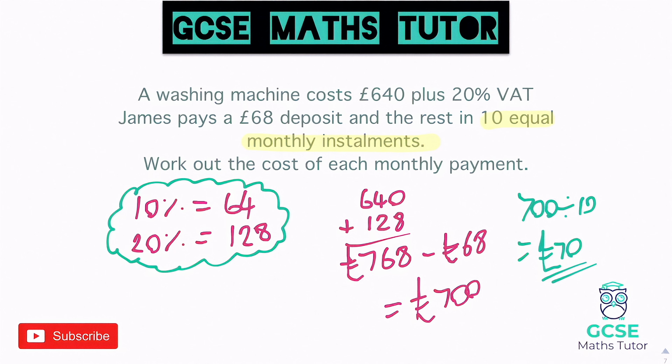We could have halved 10%, we could have got 5% as £32, or we could have actually divided it by 10, we could have got 1%, dividing 64 by 10, 1% would have been £6.40, and we could have built that up to any percentage that we wanted from there, so £6.40. Let's have a look at something else.